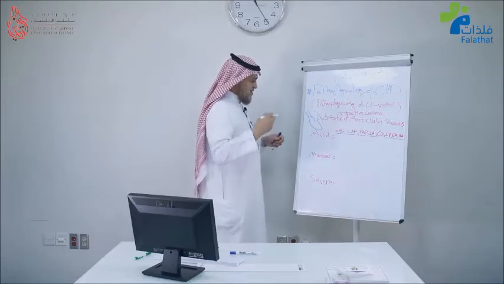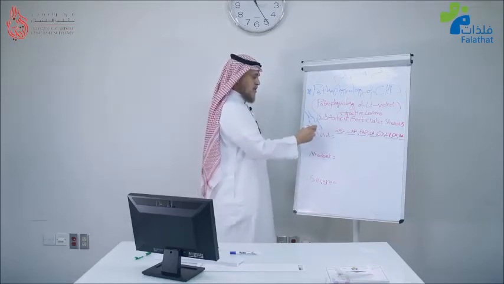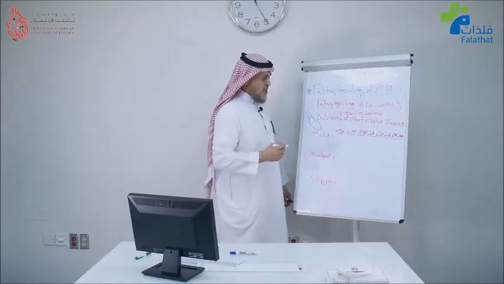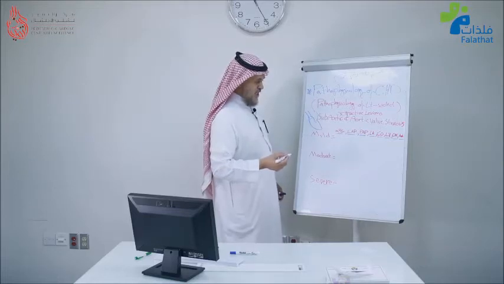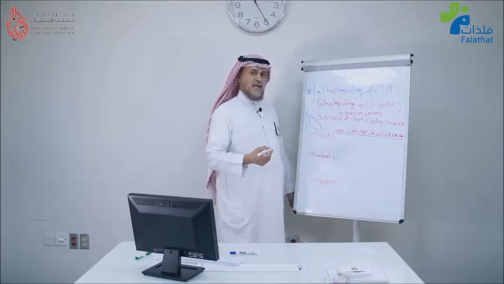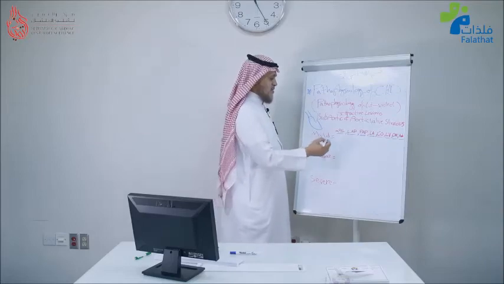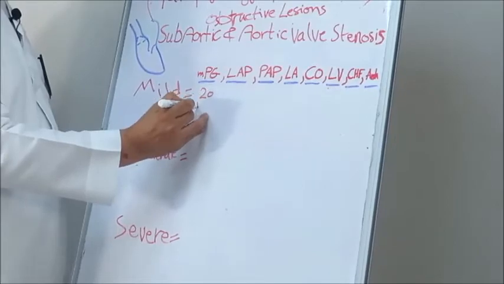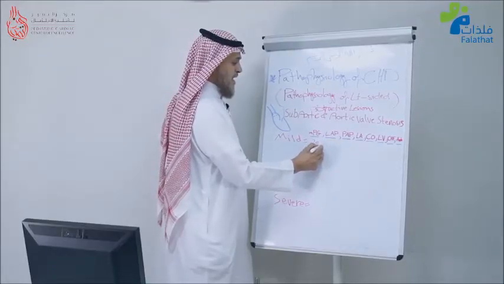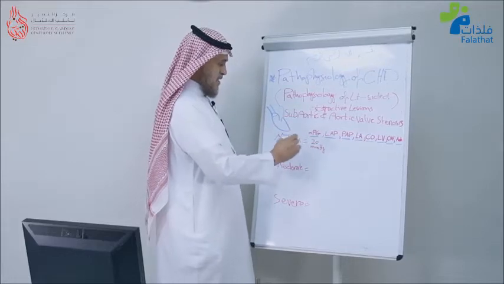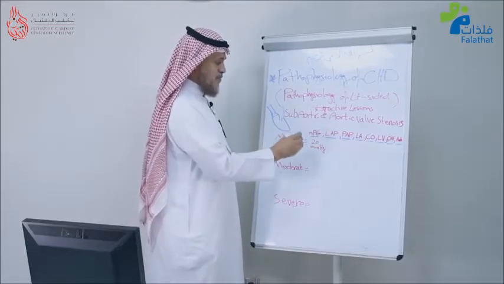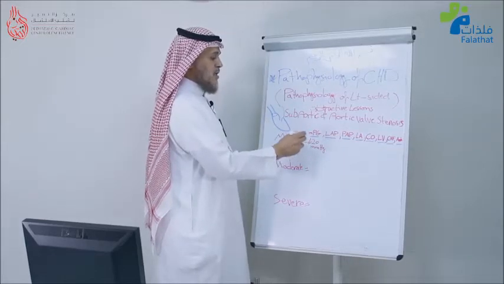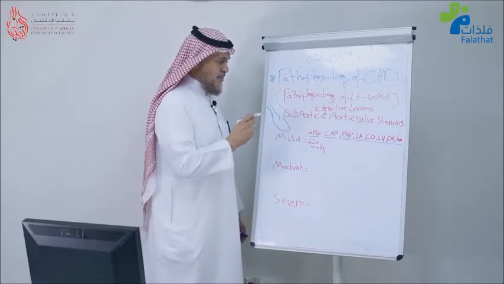So what is a mild subaortic stenosis mean pressure gradient? If one would choose a number, one would probably say anything less than or equal to 20 millimeters mercury. That is a mild subaortic stenosis. Mean pressure of less than or equal to 20 millimeters mercury.